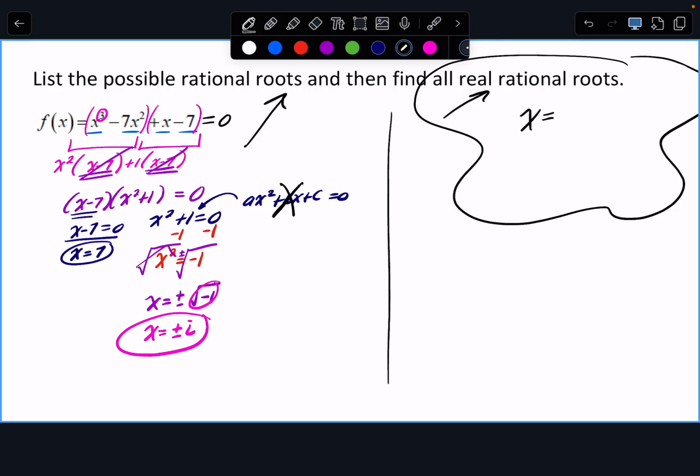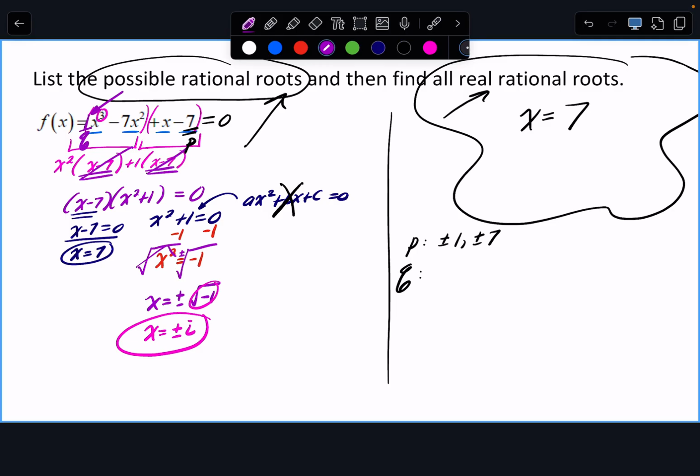x equals 7. Now, unfortunately, because we did grouping, we didn't list out the possibilities, and the only reason I'm going to go back and do this is because they forced me to in the instructions for my test. They want you to do P over Q and list out possibilities. That's actually pretty quick. P is the constant. Factors of 7 are plus and minus 1, plus and minus 7. P does have to be a constant. Q is, remember, the leading term's coefficient. If you look at it, it's 1.